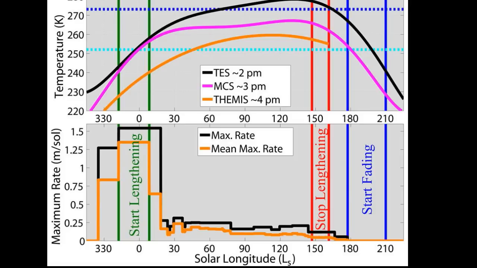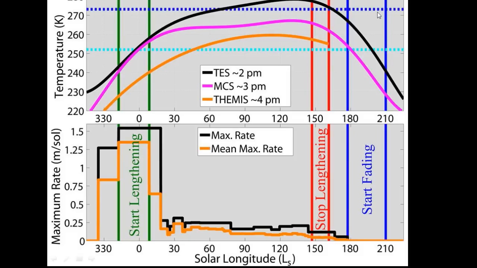So now if we compare this to these lengthening rates, you can see where we're getting this big surge, this maximum rate. We're seeing very cold temperatures occurring then. And then we see temperatures rising, we see stop lengthening, and we've got still pretty warm temperatures. And then we don't really get back to where we started until we start fading. Also, this cyan line is at the eutectic point of sodium chloride, which is 252.1 K.